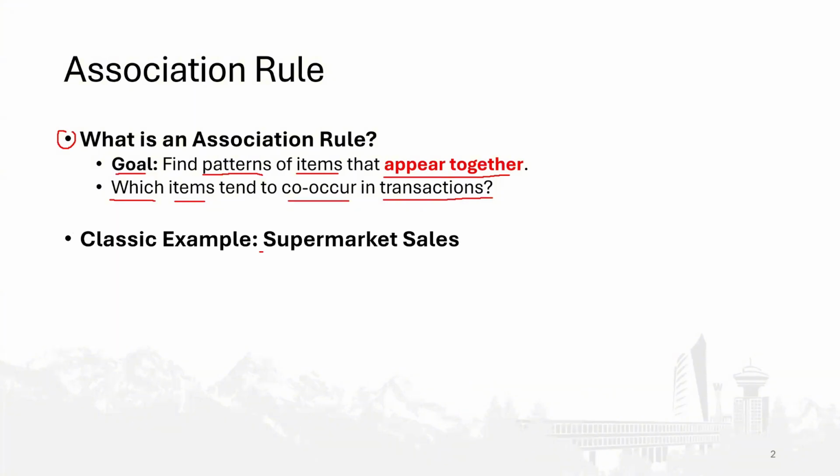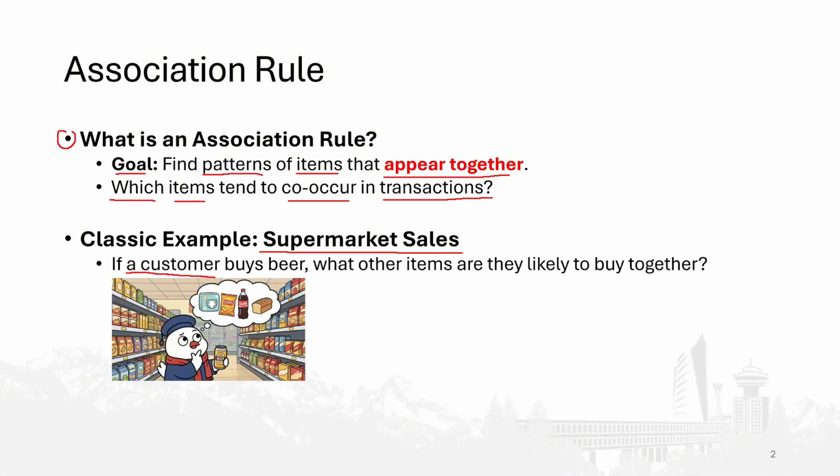Supermarket sales is one of the classic examples people usually use when they talk about association rules. For example, if a customer at a supermarket buys a beer, what other items are they likely to buy together with the beer? We want to find this pattern, and this is called an association rule.